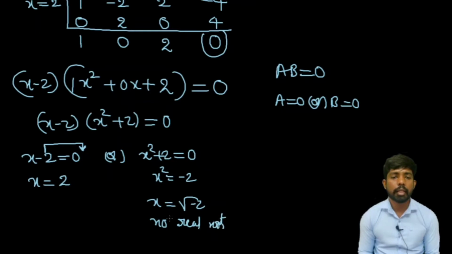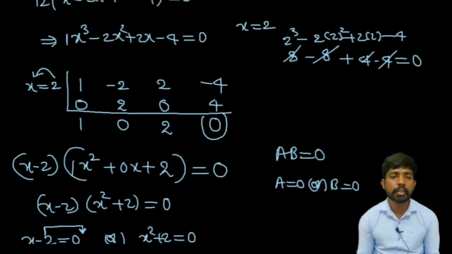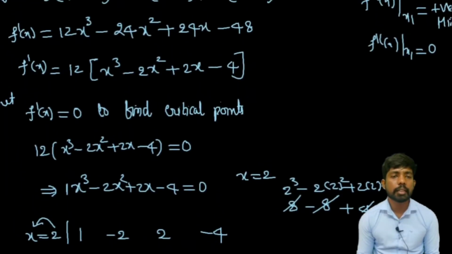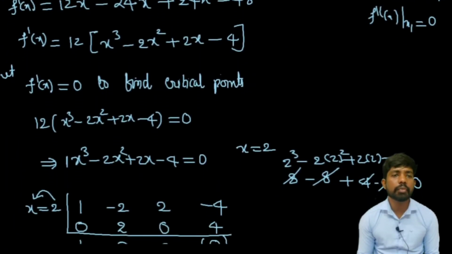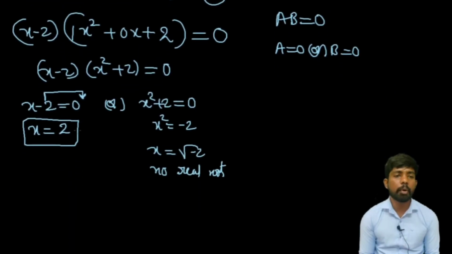Here root over negative we will consider as a complex number. This is not a real root. Therefore we will consider the real root. x equals 2 is a critical point of this equation. Answer: the function f dash of x equals 0, we have a critical point.